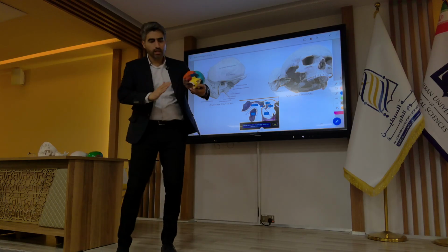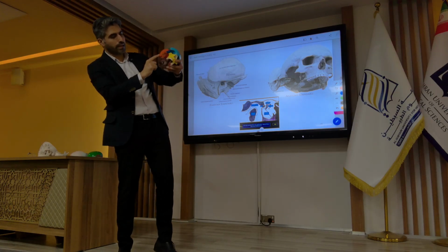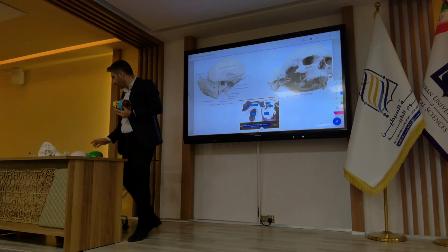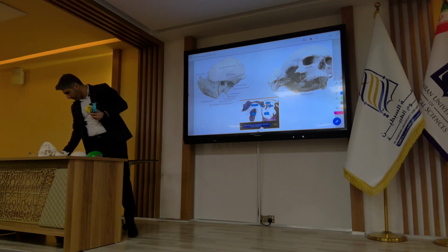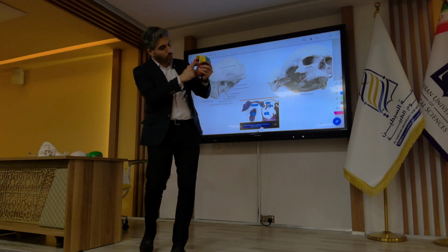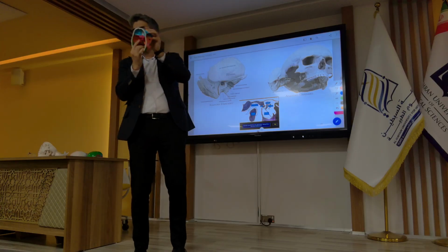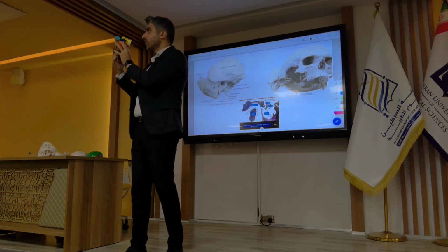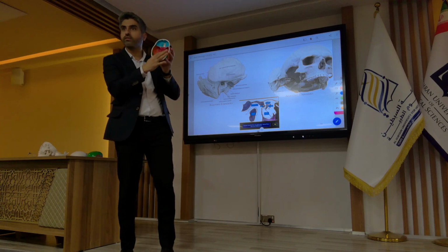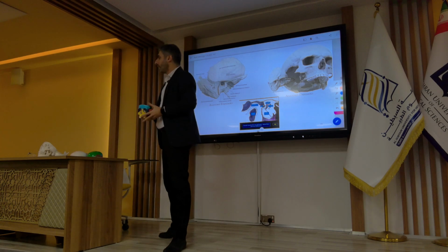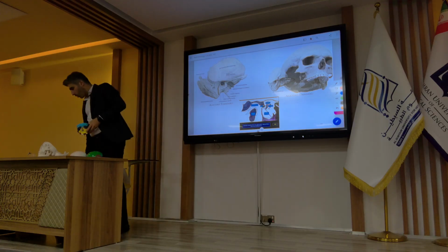Look at this. This is the squamous part, mastoid part, tympanic part, and the styloid process. Look at here. Also it has one part in the base of the skull. Look at this orange color here. This is the petrous part of the temporal bone. So these are the different parts of the temporal bone.